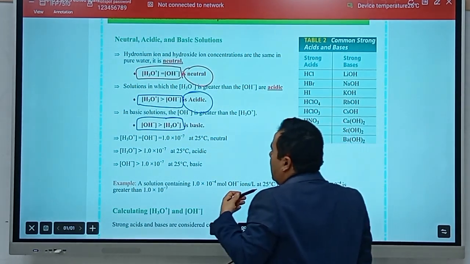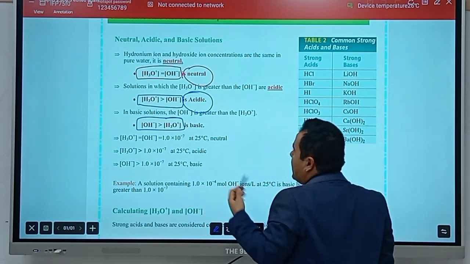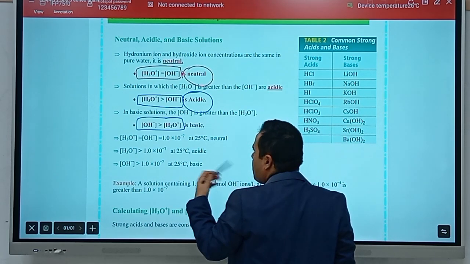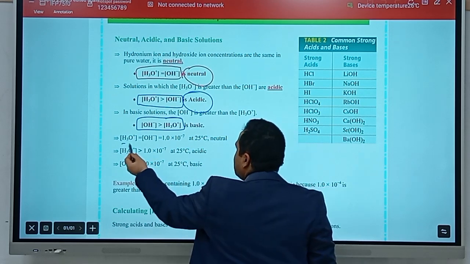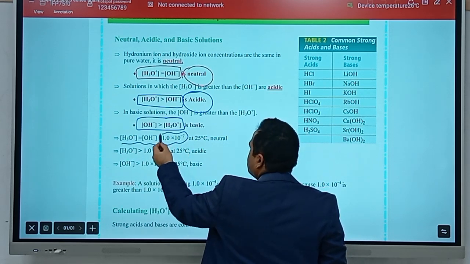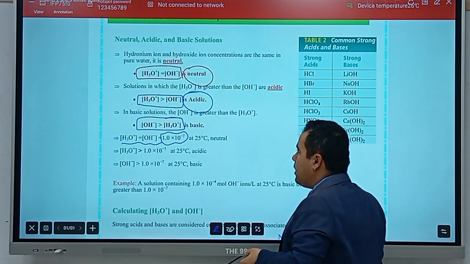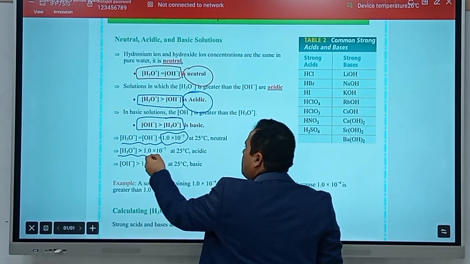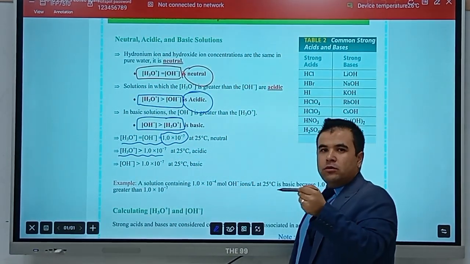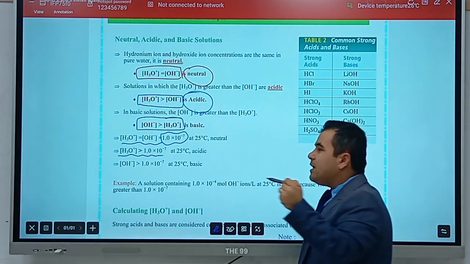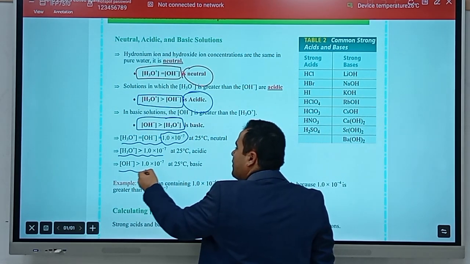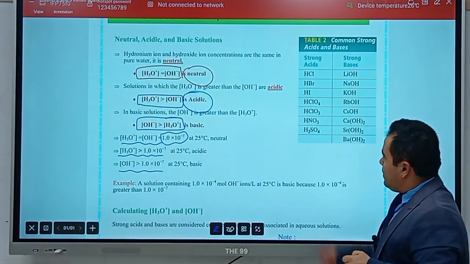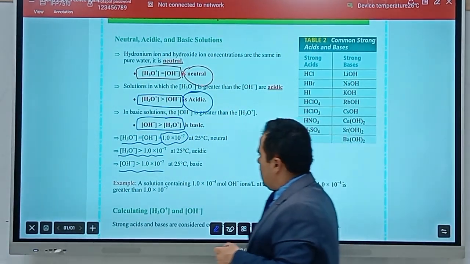So guys, we can say another statement: for the neutral, in terms of values, the hydronium and hydroxide are equal, and both equal 10 to the power minus 7, at 25 Celsius, of course. But for acidic, the hydronium must be higher than that value, 10 to the power minus 7. For basic, the hydroxide must be higher than 10 to the power minus 7. We will be explaining more in the coming pages about this.